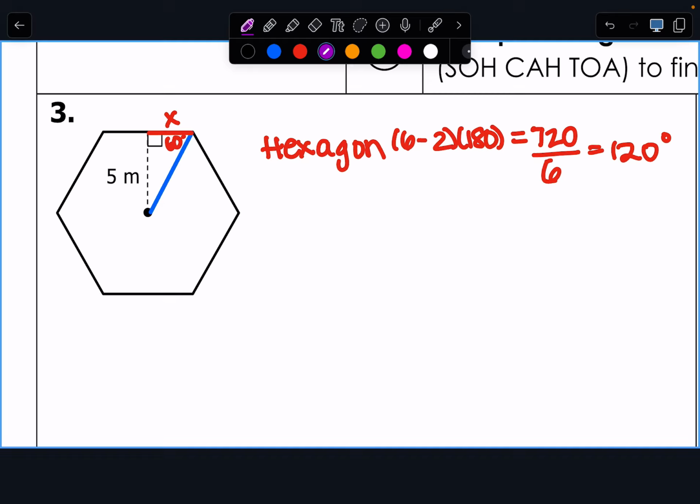Ollie is saying that x is 5 divided by radical 3, aka 5 radical 3 over 3, since 5 is the long leg and x is the short leg. Do you agree with Ollie's assessment here?